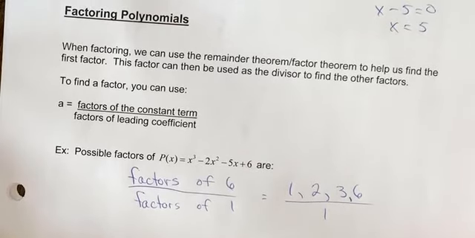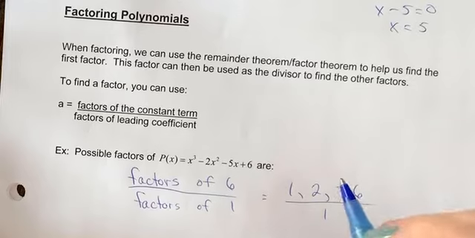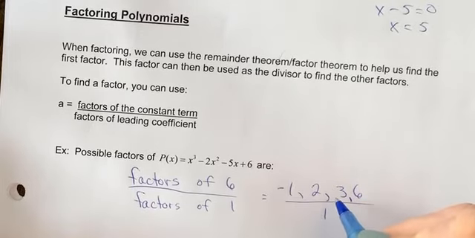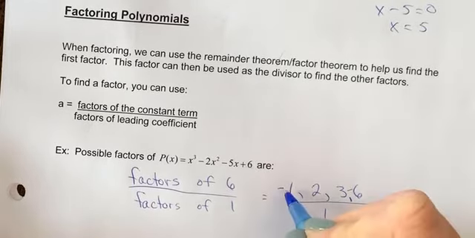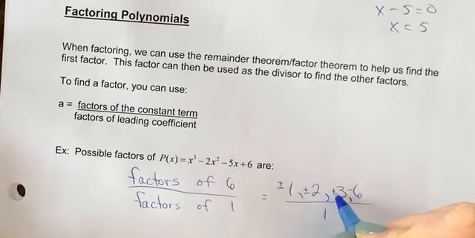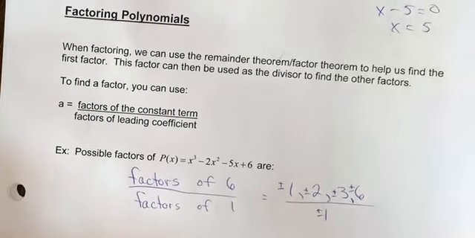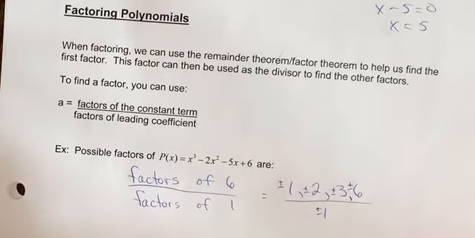Two negative numbers multiplied together could be a possible factor as well. So for example, -1 and -6 could be true. So we're actually going to have to put plus or minus signs in front of all of these. So those are all the possible factors of this polynomial.